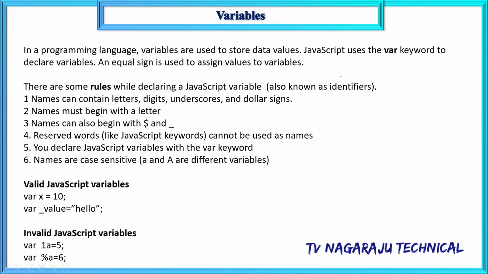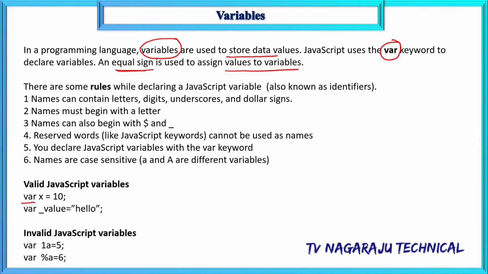First of all, what is meant by a variable? In any programming language, the main purpose of a variable is to store some information. In JavaScript, we declare a variable by using the var keyword. So, var is the keyword which is used to declare the variable. And after declaration of the variable, by using the equal sign, we assign values to the variable.